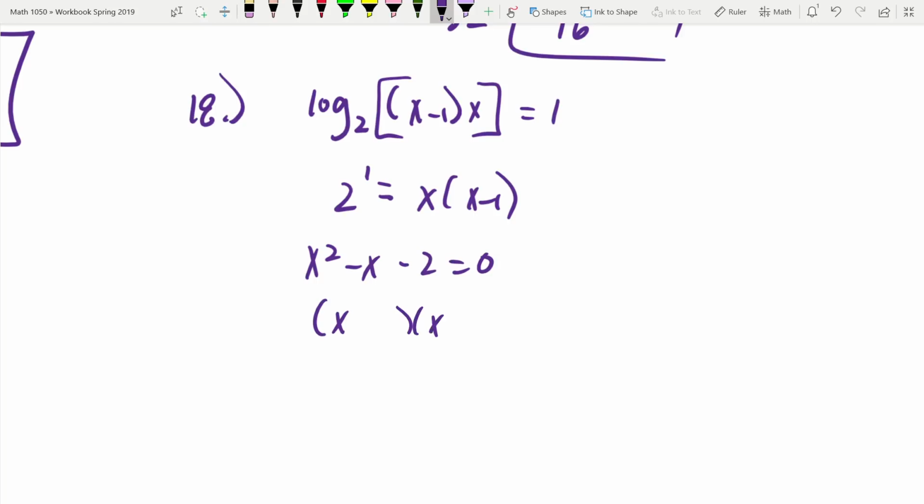Then I factor: x and x, 2 goes to a 2 and a 1. Signs are different. Biggest is the negative. X equals negative 1 and positive 2, okay? I'm not done because it was given in log form.